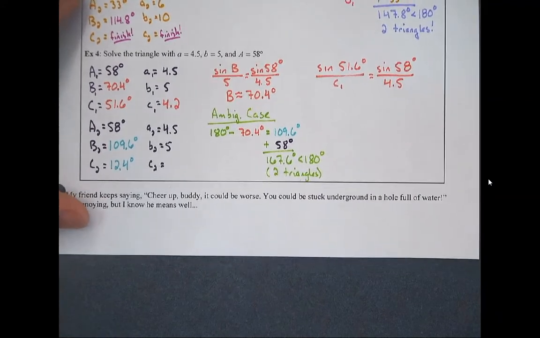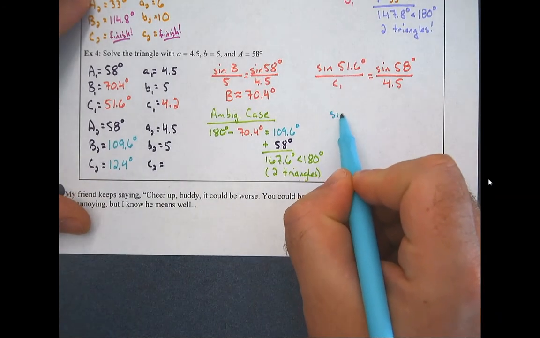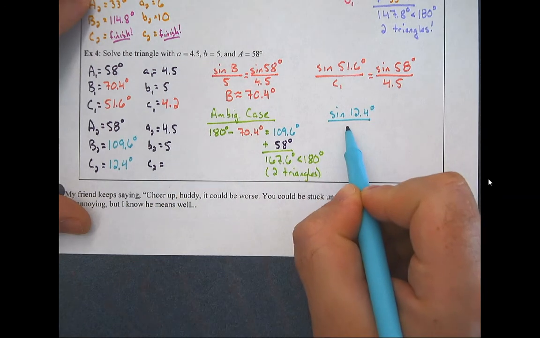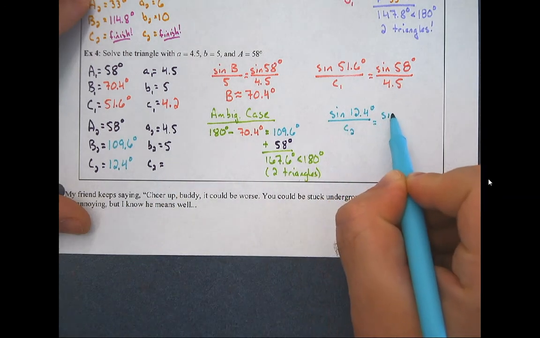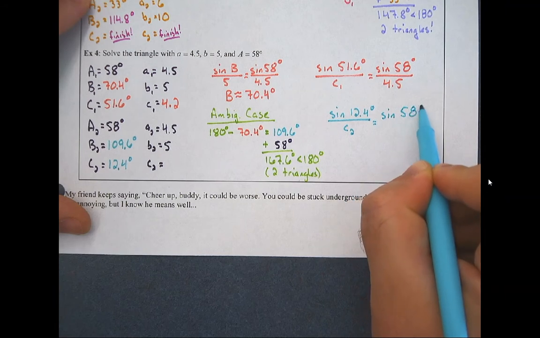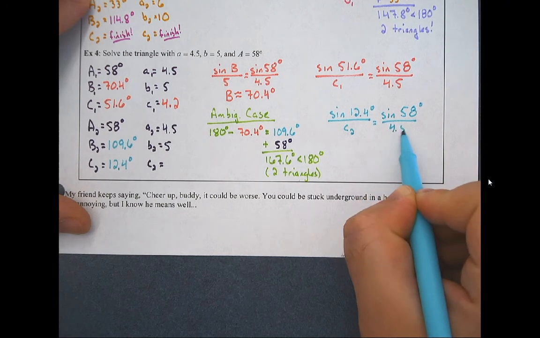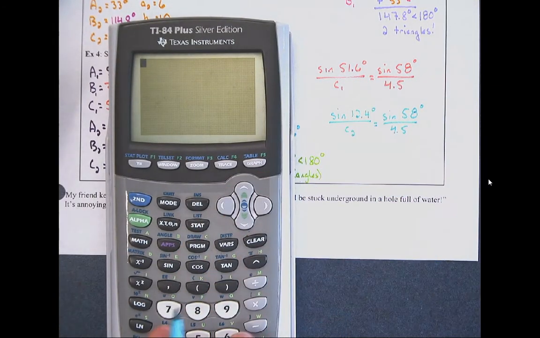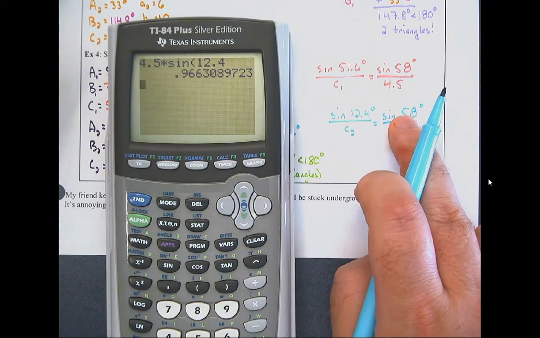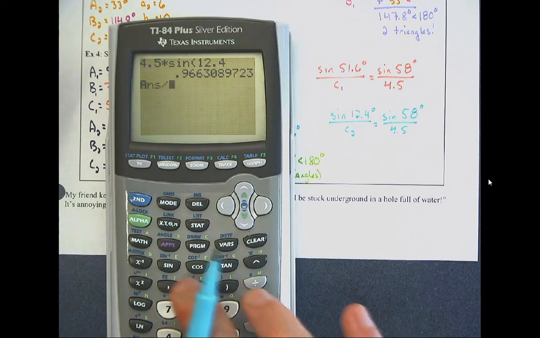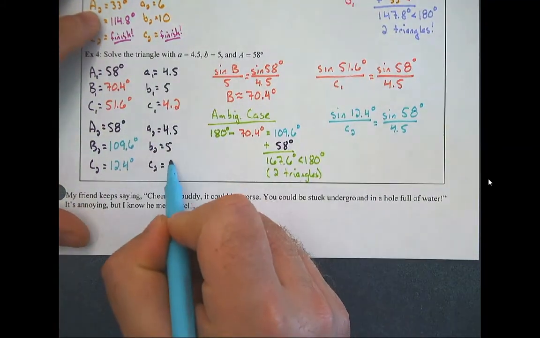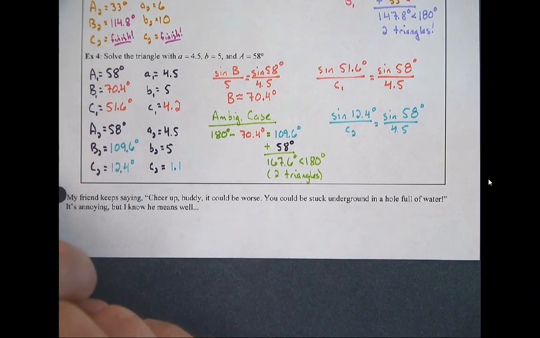Now I'm going to set up a law of sines. Sine of 12.4 degrees divided by little c2 is equal to, and yet again I'm going to pick the one that they gave us, and I'm going to solve this on my calculator. So this time I'm going to do 4.5 times sine of 12.4, and then this is attached to C sub 2, so I'm going to have to divide off sine of 58, and I get 1.1. All right, there you go.